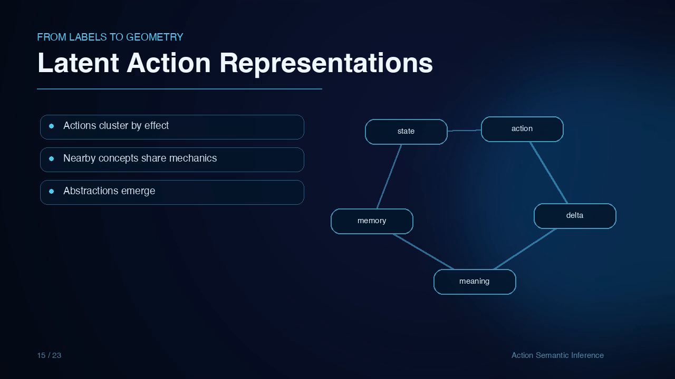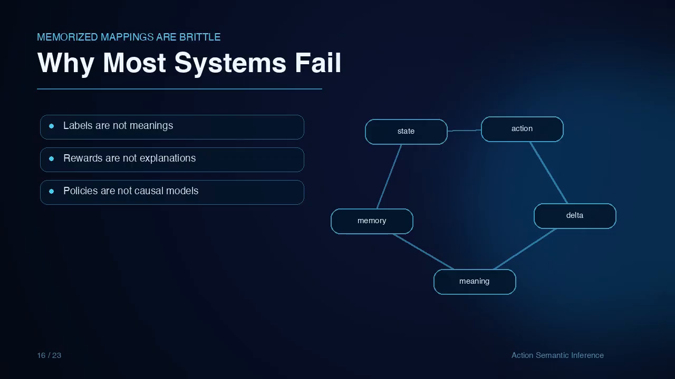The payoff appears when the agent enters a new world. It may not know whether action 1 still means upward movement, but it has a grounded hypothesis and a test strategy. Prior semantics accelerate adaptation without replacing evidence. Memory becomes a guide, not a blind assumption.